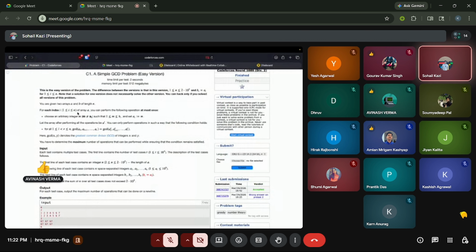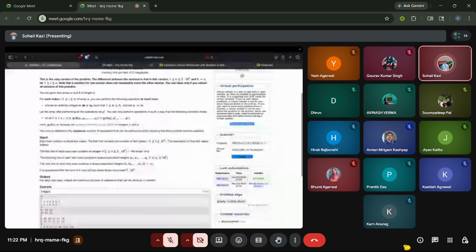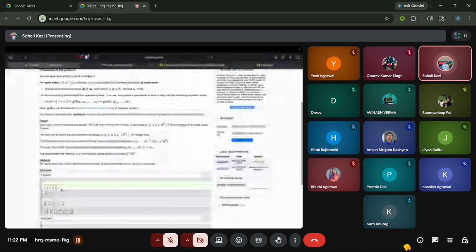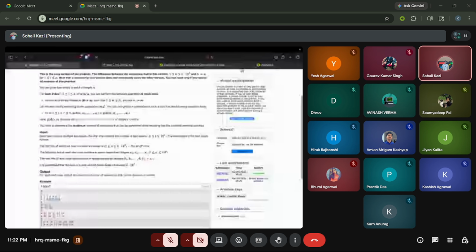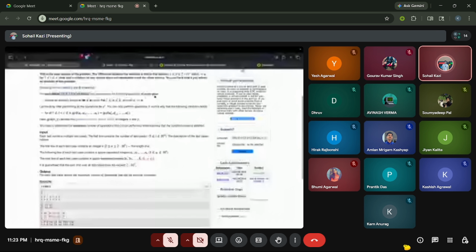Okay, so we'll just discuss C1, which is the easy version of this problem. In this problem, we've been given two arrays A and B of length n. And in this easy version of this problem, B of i is equal to A of i. So basically, we've been given the same array, so we don't really need to worry about that. Now, for each index i of array A, we can perform the following operation at most once. Basically, we can choose some integer m, which is less than or equal to B of i. And that means since B of i is equal to A of i, we can choose some m which is less than or equal to A of i, and we can set A of i to m.